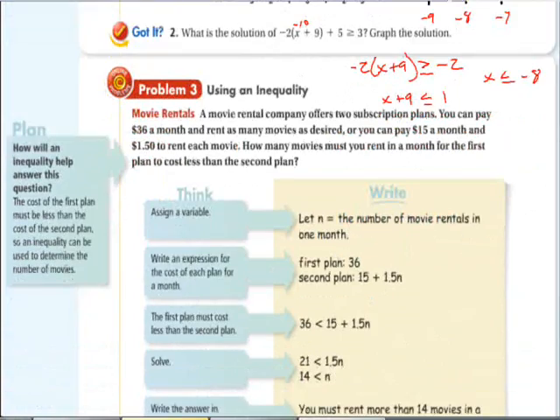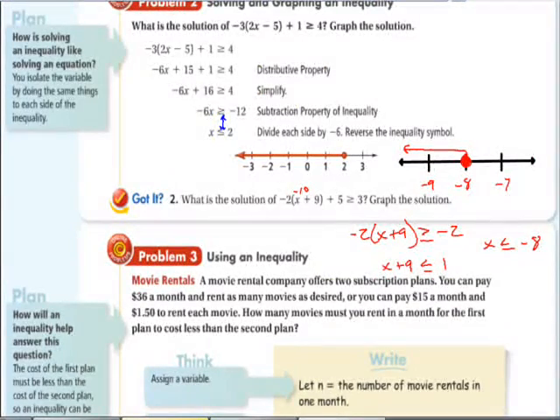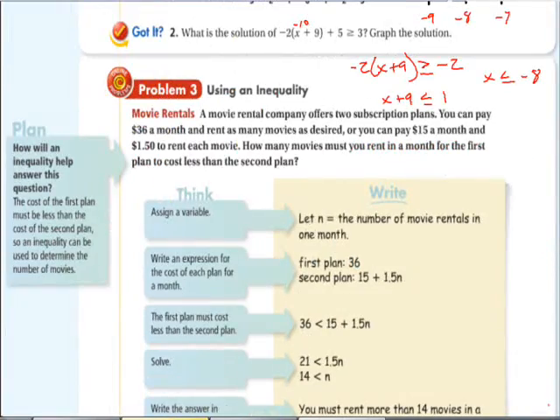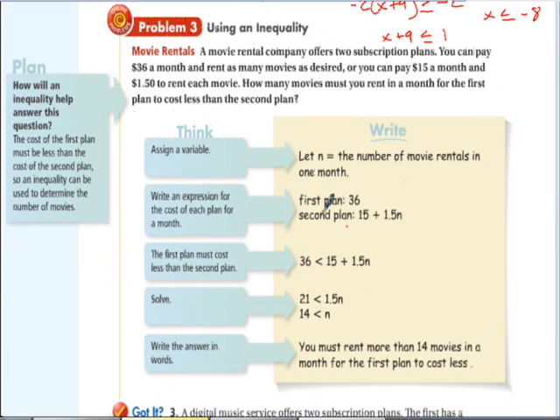Let's take a look at problem number 3. Problem number 3 is a word problem, but same idea. A movie rental company offers 2 subscription plans. You can pay $36 a month and rent as many as you want, or $15 a month and $1.50 per movie. How many movies must you rent in a month for the first plan to cost less than the second plan? So we need an expression for each one.